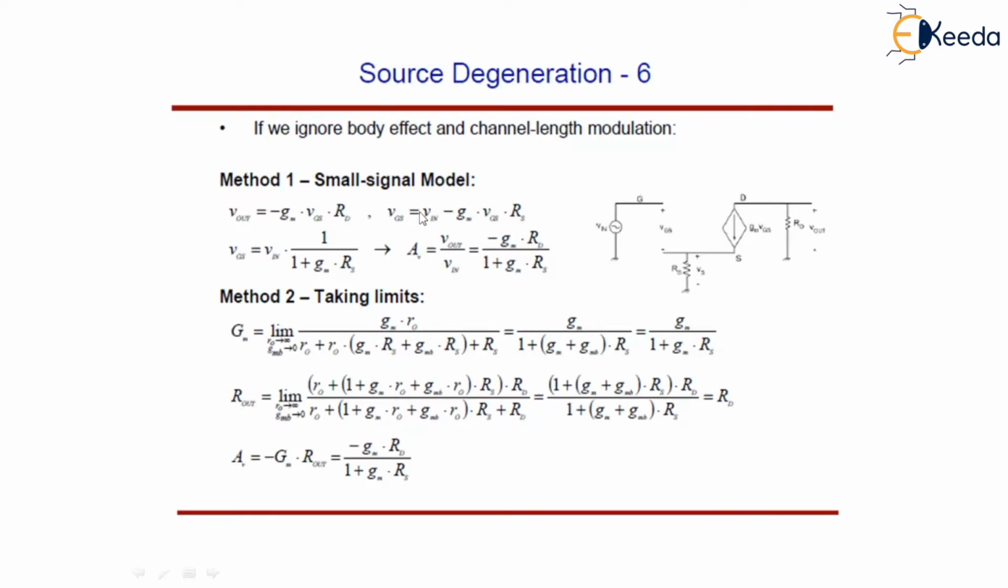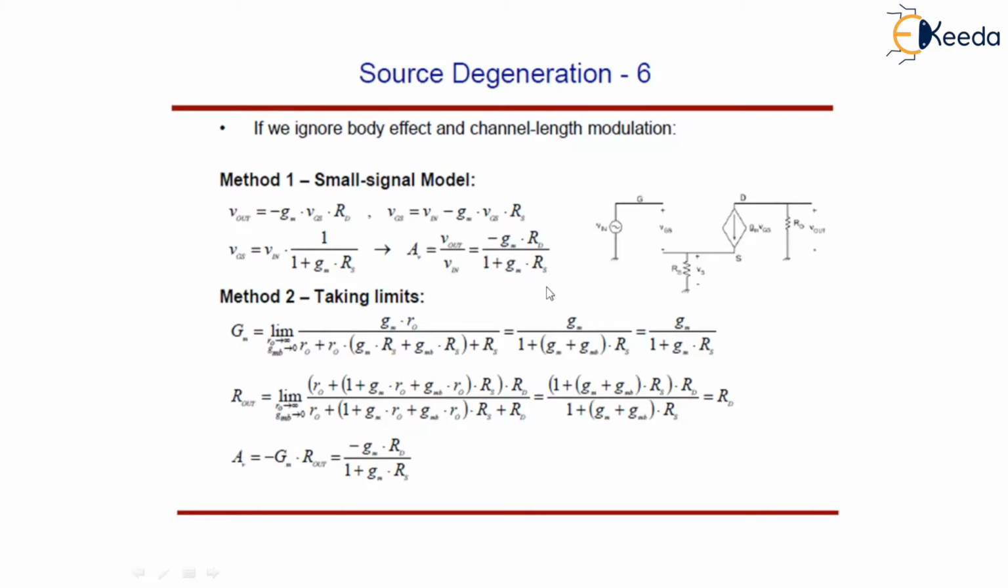Now simply solving this equation, we get VGS equals Vn times 1 upon 1 plus Gm Rs, and the voltage gain, that is Vout by Vn, can be calculated as, we put this value of VGS over here, that is equals to Vout upon minus Gm Rd. Now solving the equation, we will get Vout upon Vn as minus GmRd upon 1 plus GmRs.